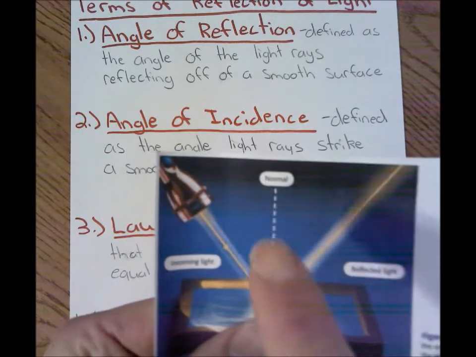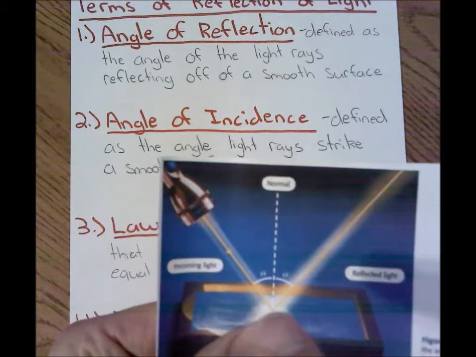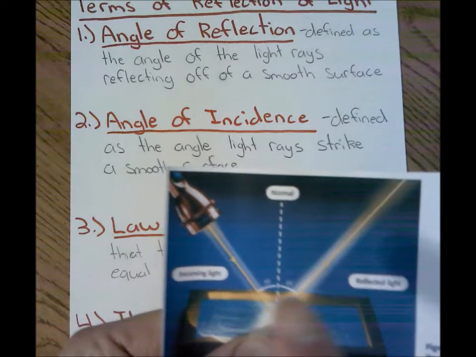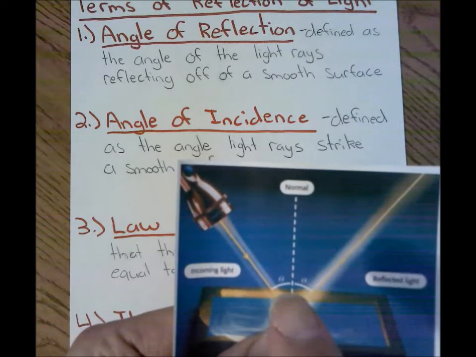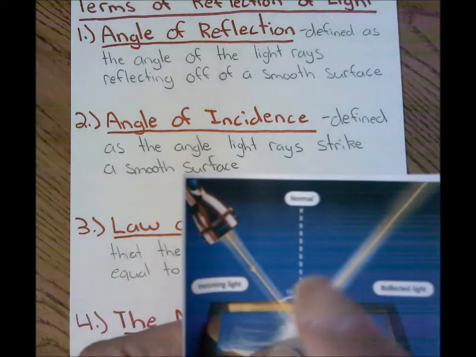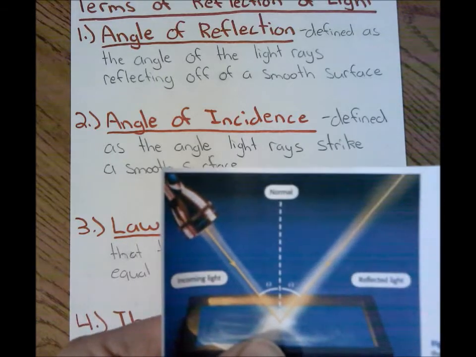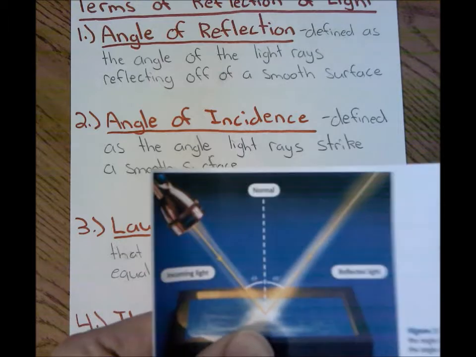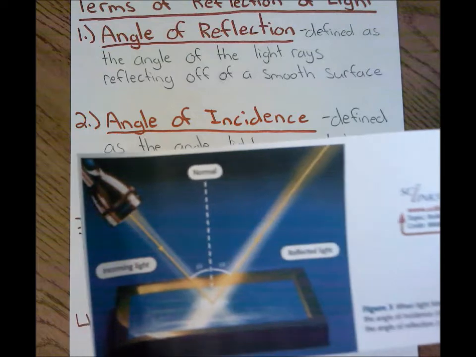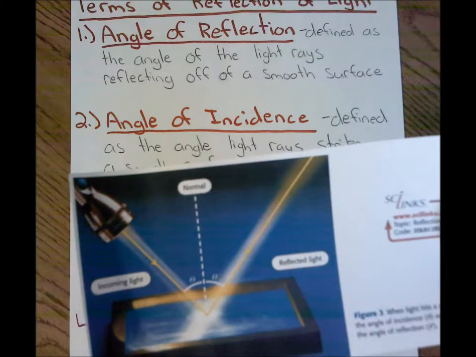Now, this middle line here bisects that particular angle of incidence and angle of reflection. And you can see here, these signs indicate that we have an equal angle. Another thing here is this dotted line that bisects the angle of incidence and reflection. That dotted line is known as the normal, which is defined as the line from which the angle of reflection and incidence are measured.